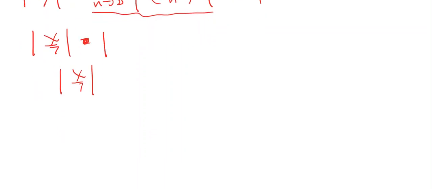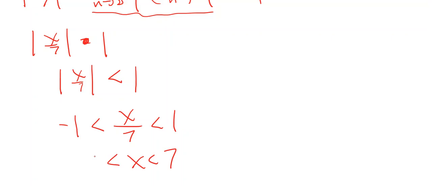All right, so now this, according to the ratio test, will converge when it is less than 1. And so the absolute value of x divided by 7 has to be less than 1 to converge. And so we can rewrite that as x over 7 is less than 1 and greater than negative 1, or x is less than 7 and greater than negative 7. All right, so this tells us the radius of convergence.